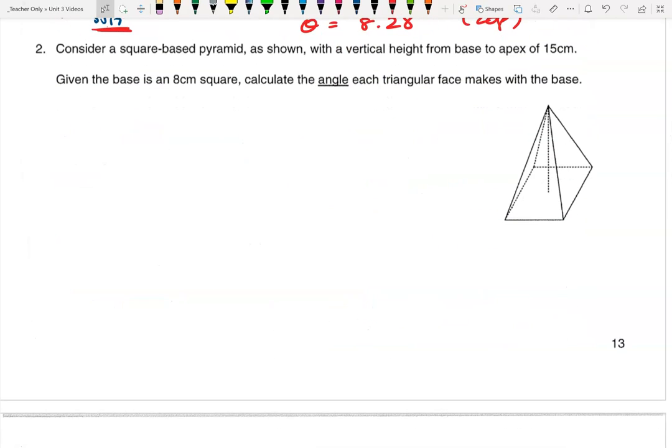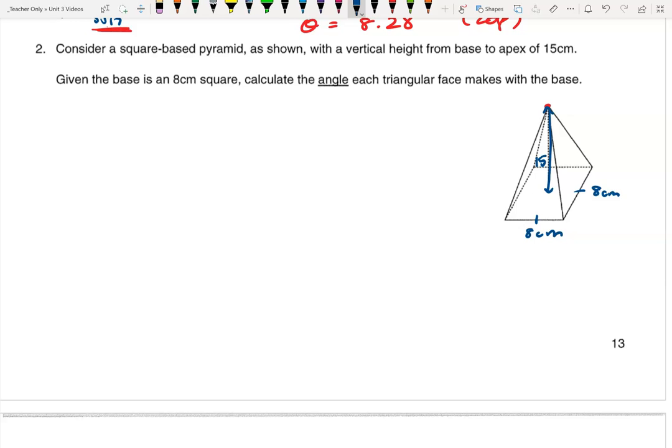So let's consider our second example, which is a square-based pyramid. We all know pyramids have a certain size base and a certain shape, but all the sides that create the 3D part, the pyramid part going to the top at an apex, are all triangles, except obviously for a cone. So it's telling us that we've got a vertical height from the base to the apex of 15. So I'm going to draw that into my diagram here. That vertical length is 15 centimeters. The base is an 8 centimeter square, so we can place that information on our diagram.